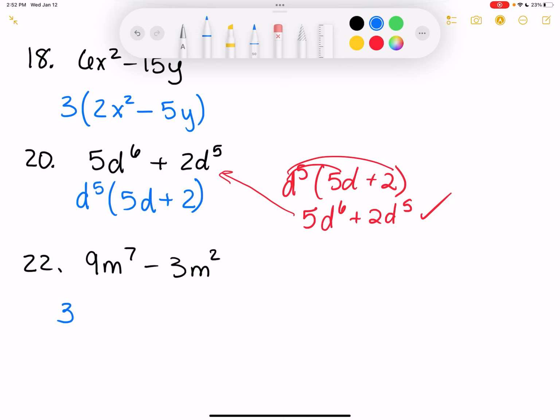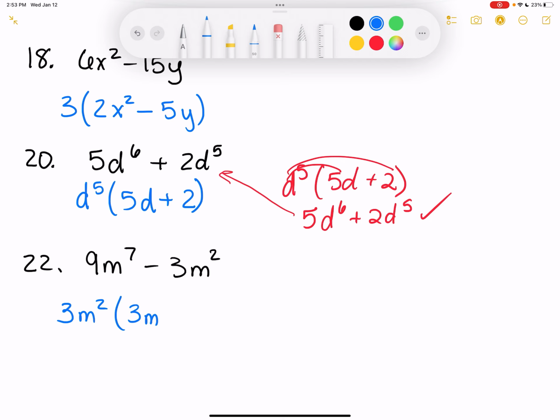Okay, how many m's can I take out? I can take out 2 of them, so I'm going to put 3m squared out front. If I take out 3 from 9, I'm left with 3. I take away 2 from 7, or from the m.